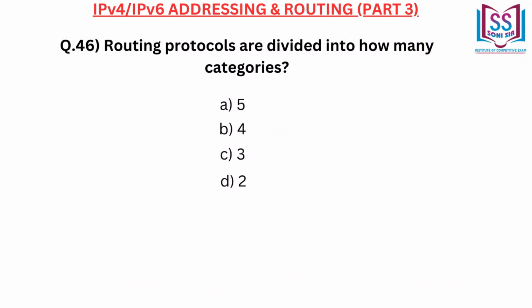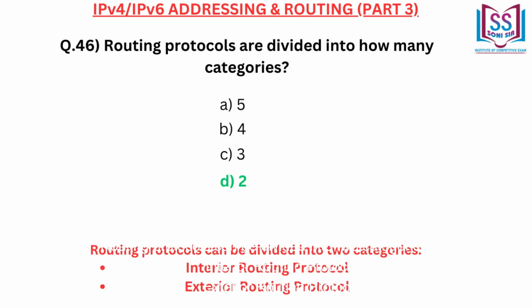Routing protocols are divided into how many categories? A. 5. B. 4. C. 3. D. 2. Correct answer D. 2. Routing protocols can be divided into two categories: interior routing protocol and exterior routing protocol.